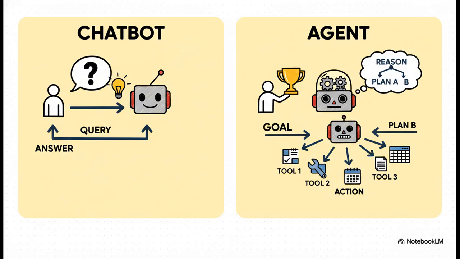So what's the big difference, really? Well, think about a chatbot. It's passive, right? You ask, it answers. Input, output. Simple. But an AI agent? That's a whole other ballgame. It's autonomous. You don't just ask it a question, you give it a goal. And it doesn't just talk back, it thinks, it reasons, it plans, and then it actually acts, using other tools to get that goal done. It's like the difference between asking for a recipe and having a chef walk into your kitchen and cook the meal for you. Huge difference.